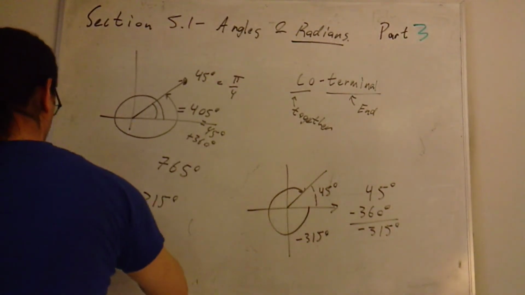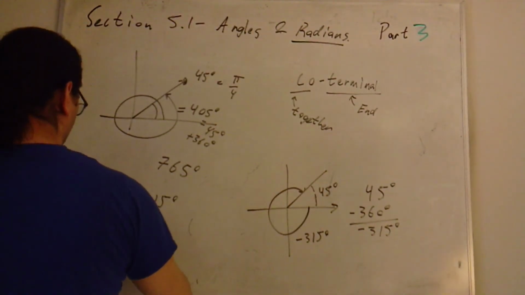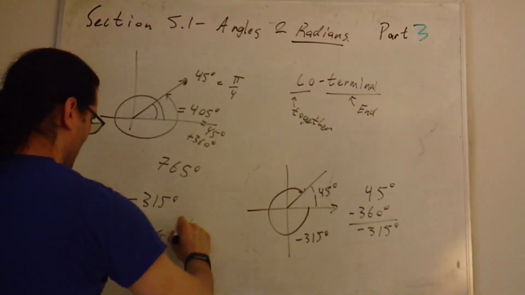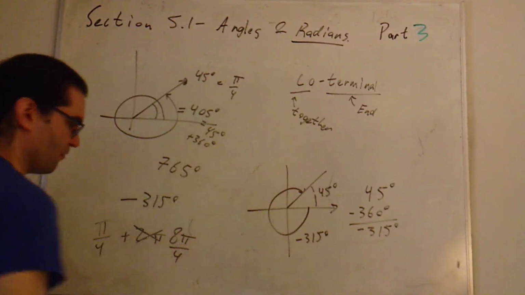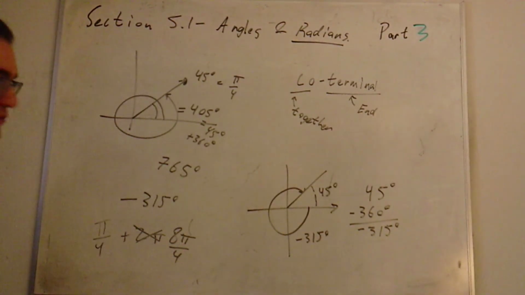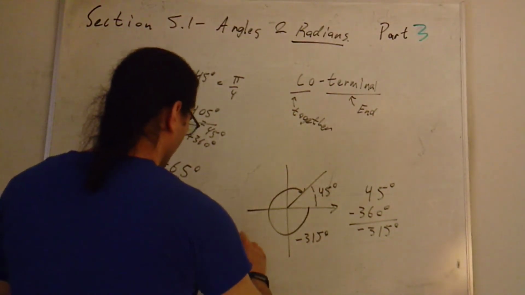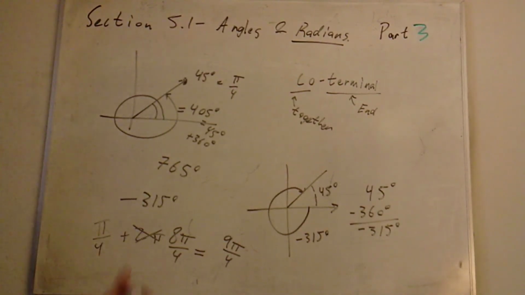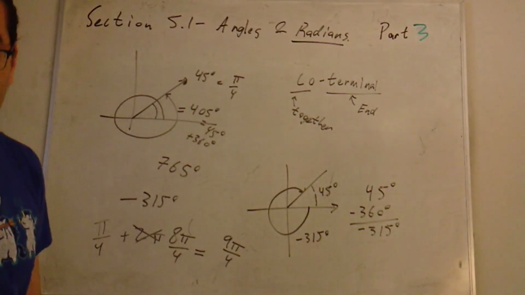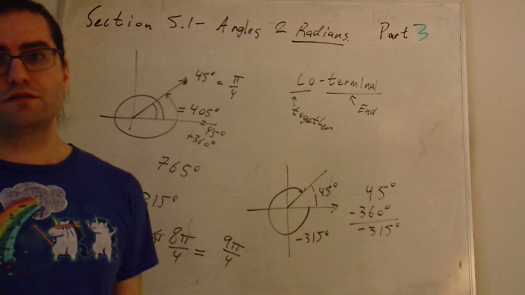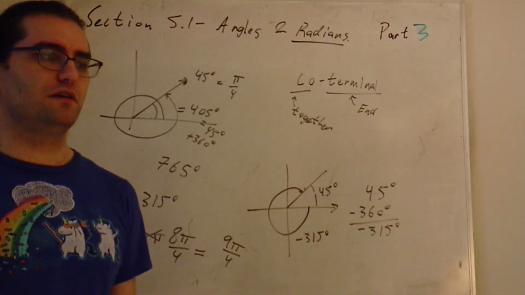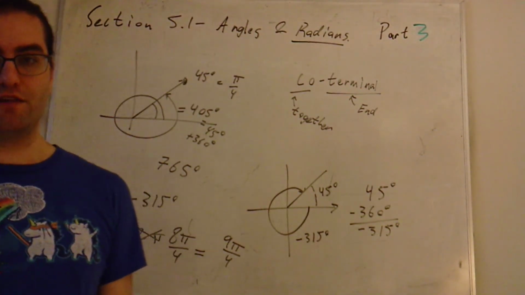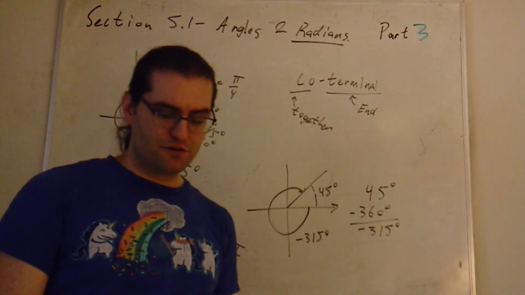This one, for example, if you started with pi over 4 and you wanted to add 2 pi, you have to swap out this 2 pi for 8 pi over 4. You have to get a common denominator before you can add these things. And what you end up with is 9 pi over 4. So, coterminal means you're adding or subtracting any number of full rotations, and if you're doing that in radians, when you add or subtract those full rotations, you have to have a common denominator.